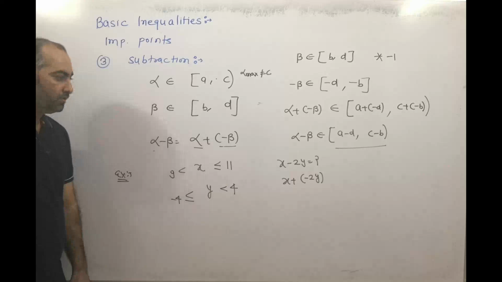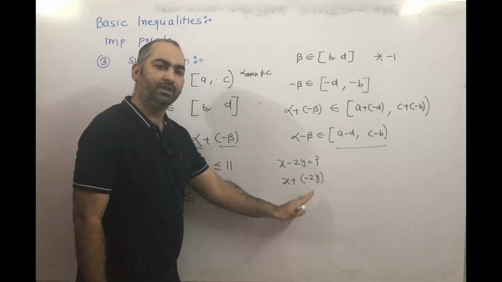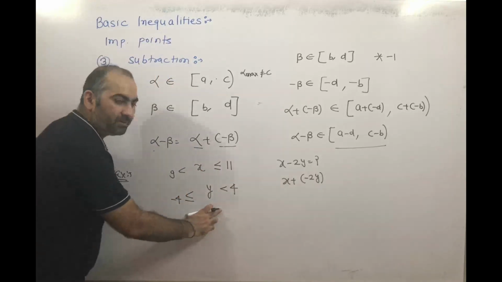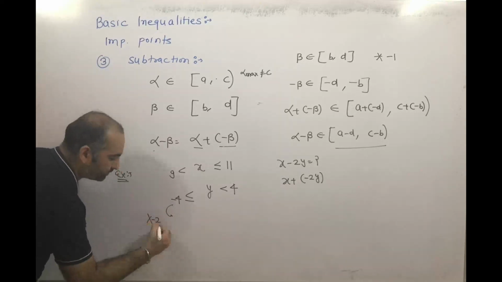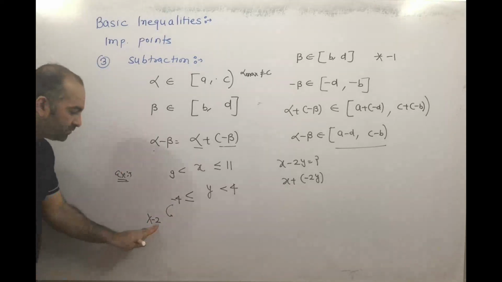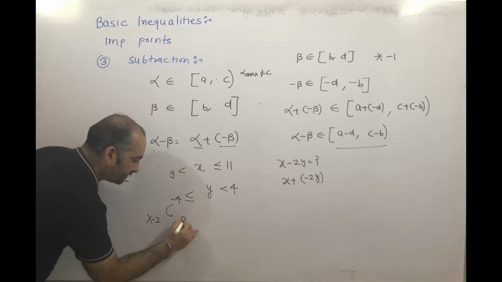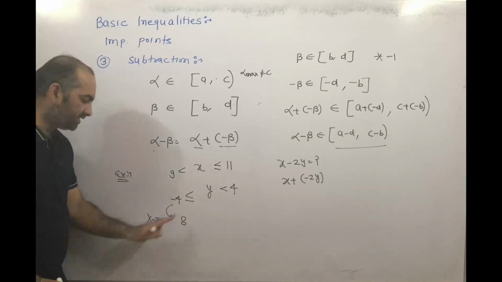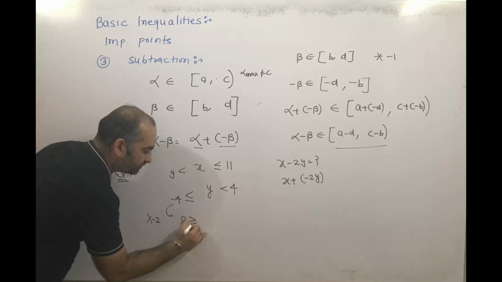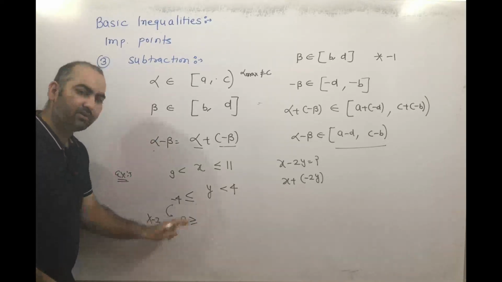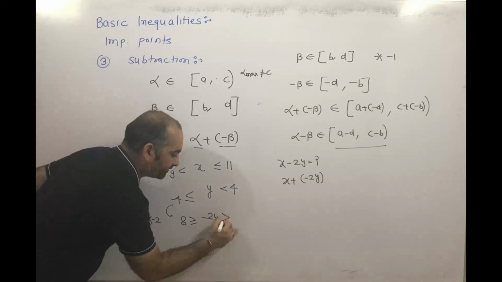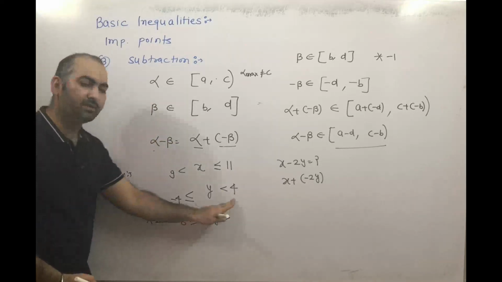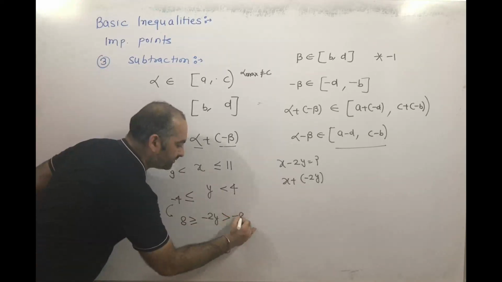First we will find out minus 2y. For that, we will multiply this inequality by minus 2. Minus 2 into minus 4 is 8, and the inequality sign will change, so it is less than or equal to. Minus 2 into y is minus 2y. The sign will change, so this will be greater than minus 2 into 4, which is minus 8.